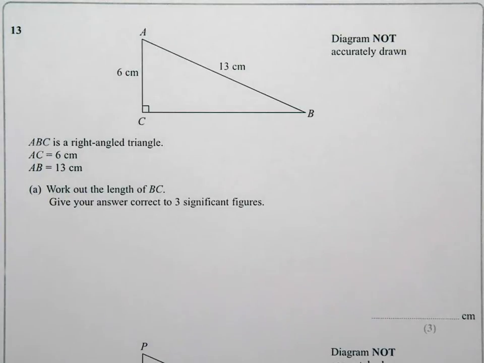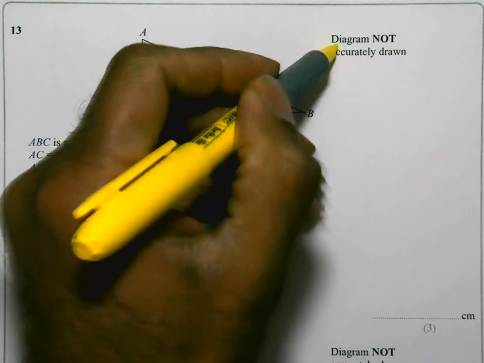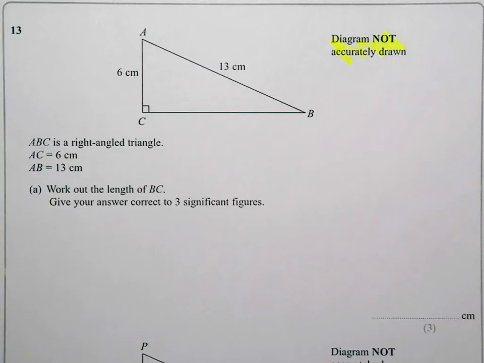This is question 13 on the higher calculator paper. This is part A and part B is below, but I'll move it up once we finish part A. Okay, looking at this, I've got a right angle triangle. It says the diagram is not drawn accurately. Let's look at what they said.